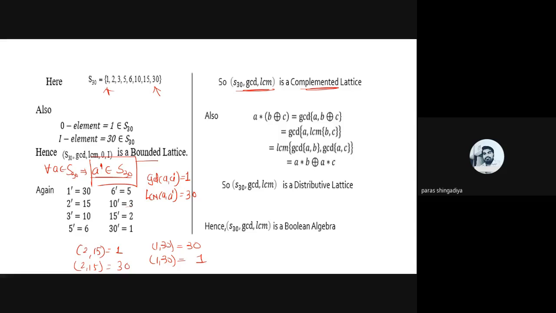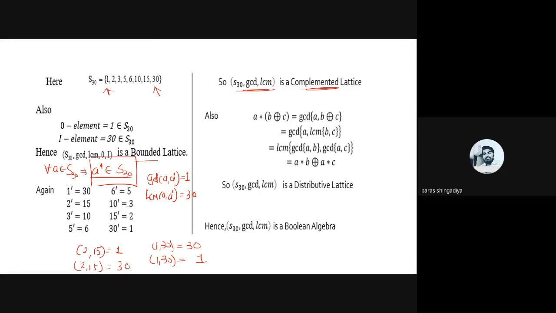Clear? So if the complement exists and it is part of the given set again, then we can say it is a complemented lattice. Clear? So S30 GCD LCM is a complemented lattice. And now let us prove the third one, whether it is distributive or not.